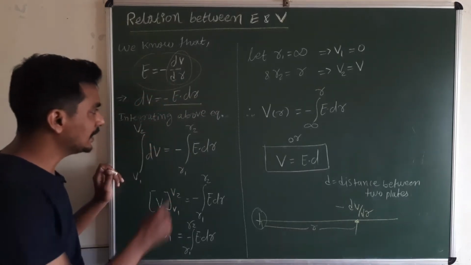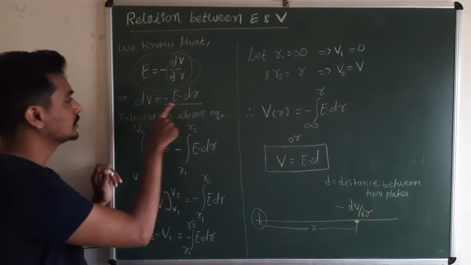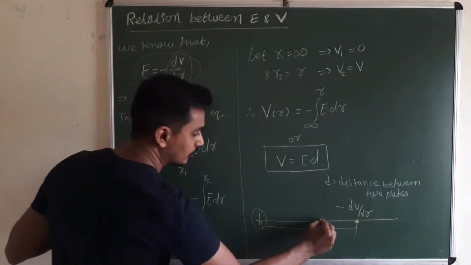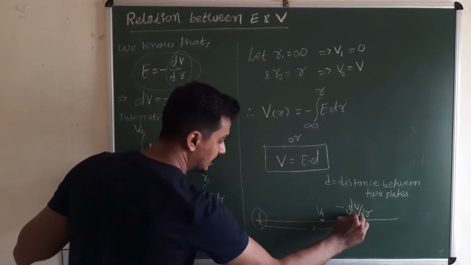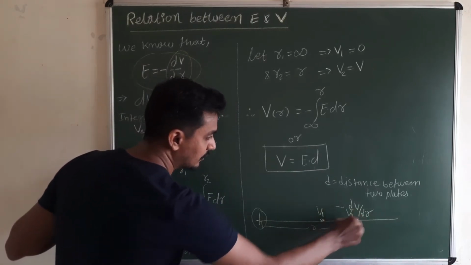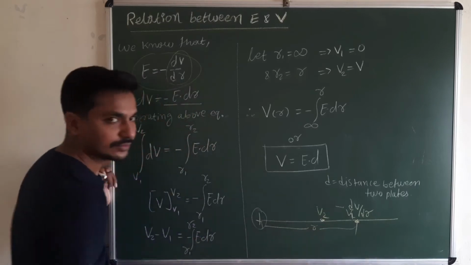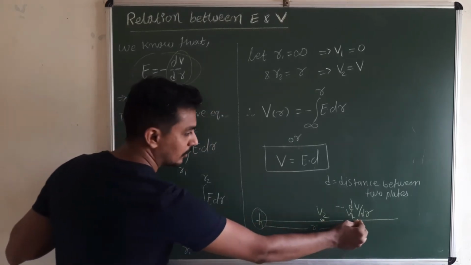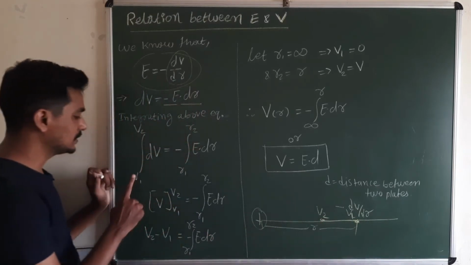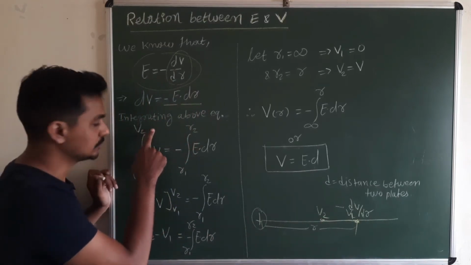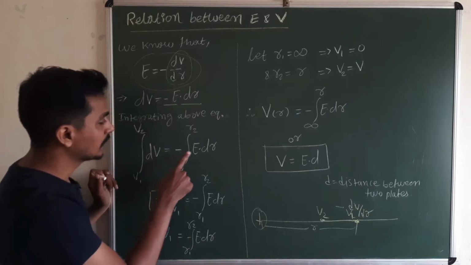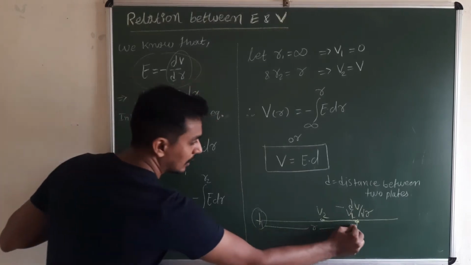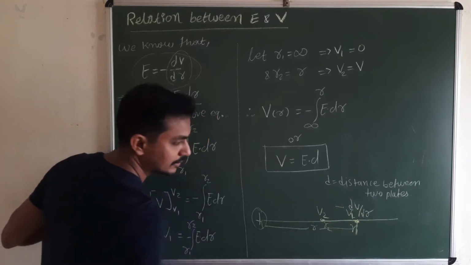Now, if I integrate this equation, I can integrate dV, that is the potential, from V1 to V2. dV is equal to this term, minus E dot dr, which I can integrate from R1 to R2.